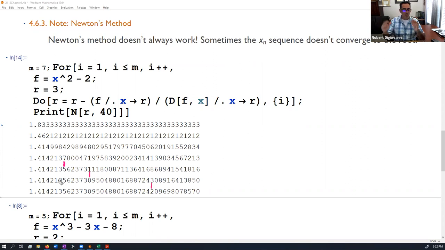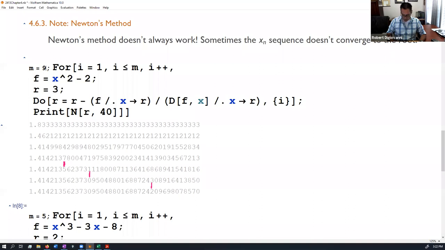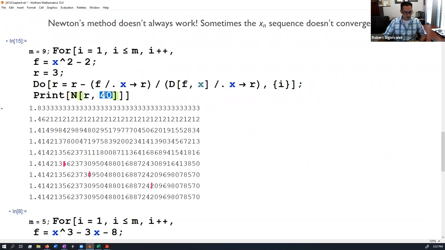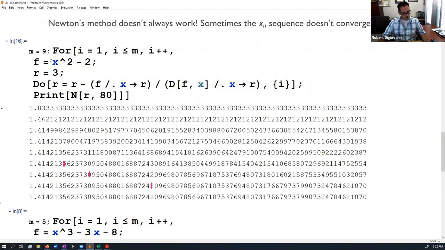Let me do, what would happen if, I'm guessing that if I do it just two more times, I'll have it correct to 40 decimal places. Yeah, look, correct to 40. Let me go to 60 decimal places. Let's go crazy. Let's go 80 decimal places. Look at this. On the ninth iteration, I have the square root of 2 accurate out to 80 decimal places. See, there's no variation in this eighth and ninth step.